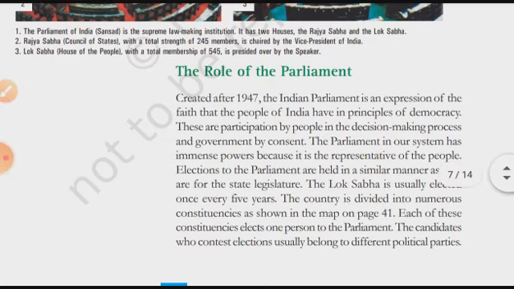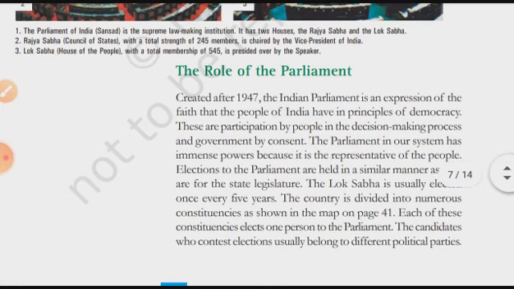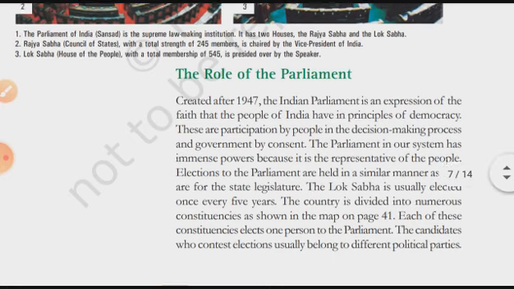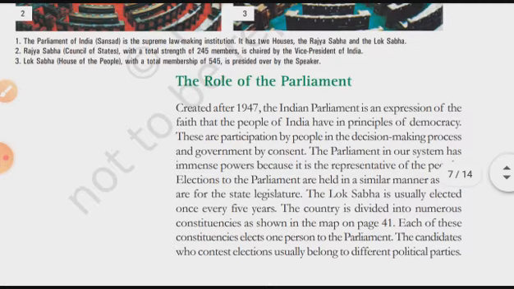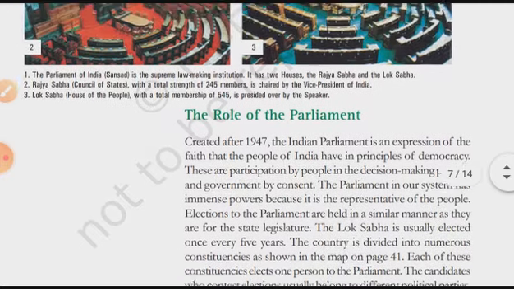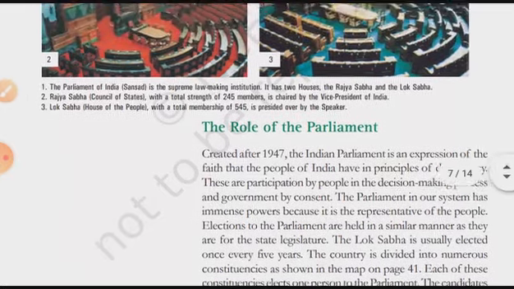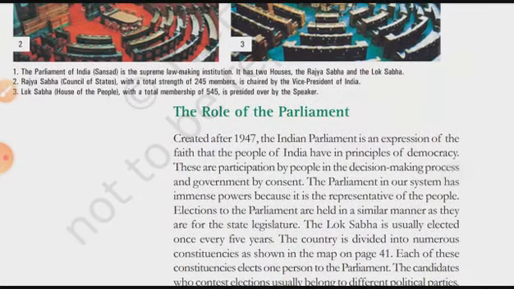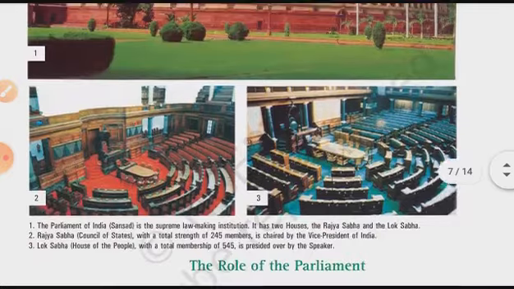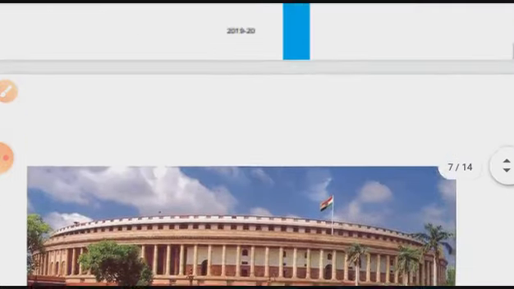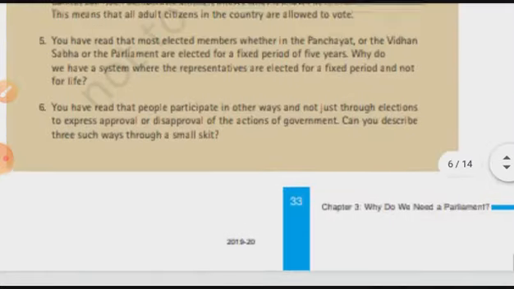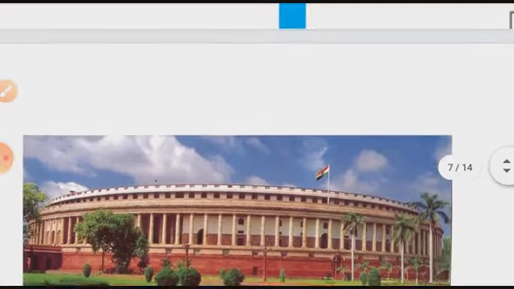Mainly the third chapter, why do we need a parliament. The first part, I have already explained and shared with you. Now we have to discuss the role of the parliament. Before that, we discussed why people choose representatives and what their work is, as well as lots of other things in the previous video.